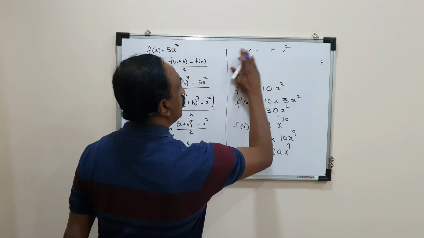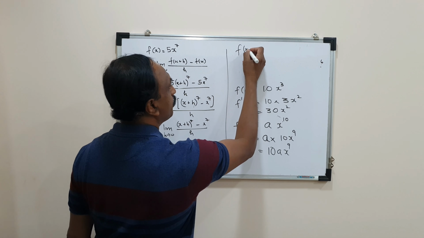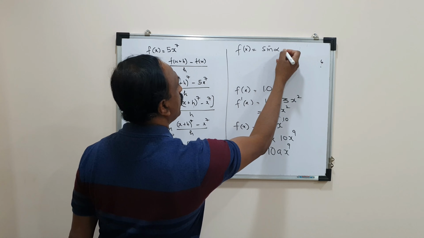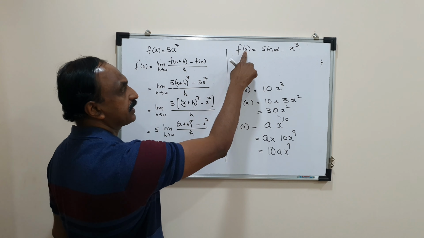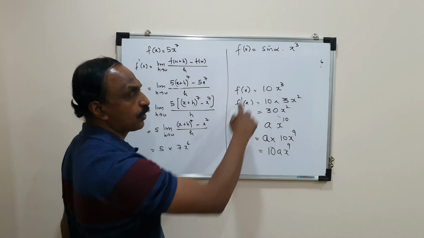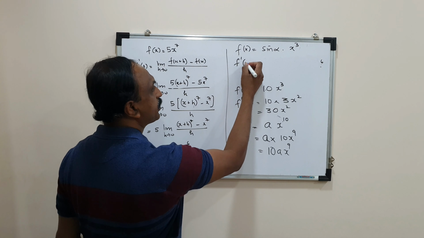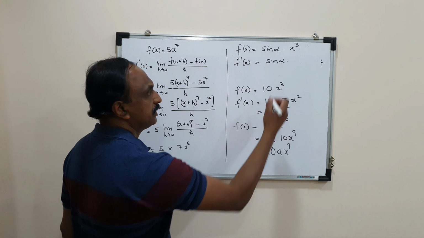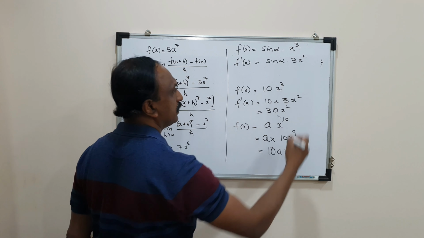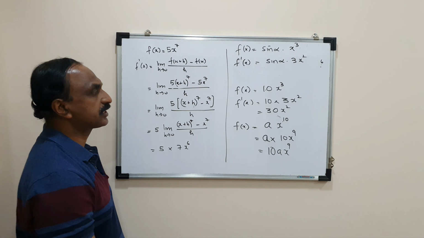Suppose I give you f of x as, let's say, sine alpha into x cube. Find the derivative. Remember, the function is in x. So alpha is a constant. So f dash of x would be sine alpha as it is, times 3x square. The derivative of x cube is 3x square.